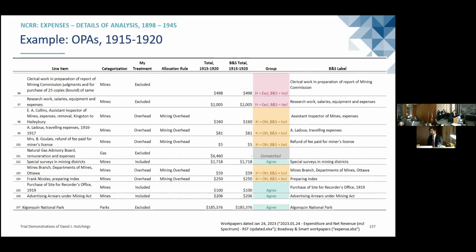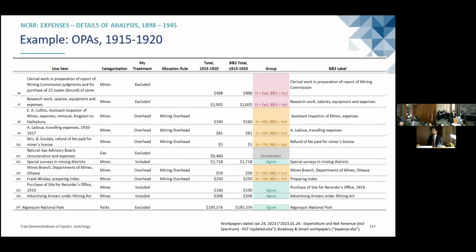The next three items are small and relate to me not knowing where Mr. Collins or Ledoux or Mrs. Goulet did their work for the refund. Taking line item 100, refund of a fee paid for a miner's license would be a proper expense if you're refunding it, because the Crown shouldn't have collected it. That's a reasonable expense. I don't know where that was, so I just allocate it on an overhead basis. Geographically, that's correct, so you don't know whether it's in RST or not. That's correct.